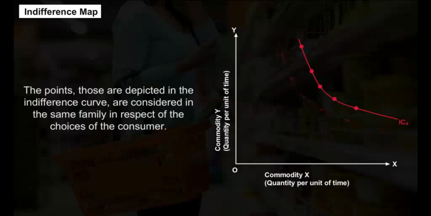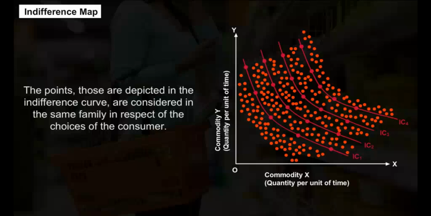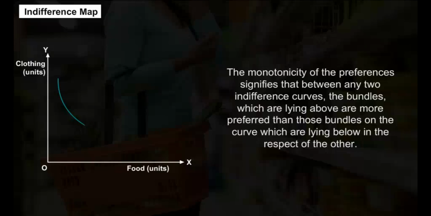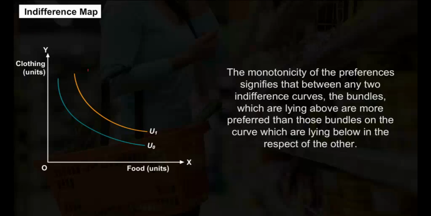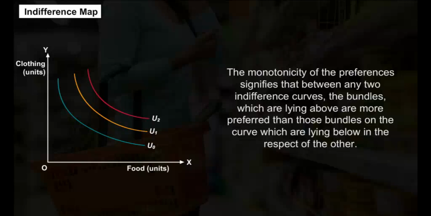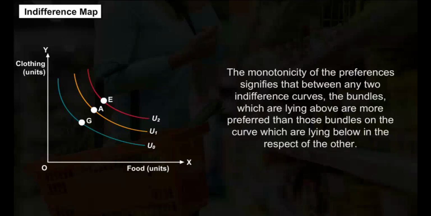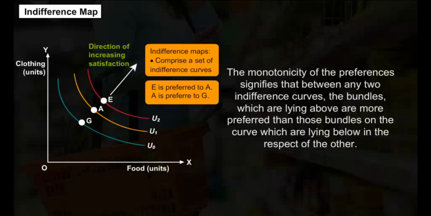Indifference map. The points depicted on an indifference curve are considered to be in the same family with respect to the choices of the consumer. The monotonicity of the preferences signifies that between any two indifference curves, the bundles lying above are more preferred than the bundles lying on the curve below.